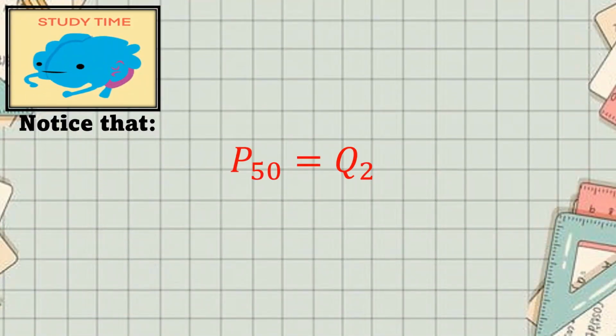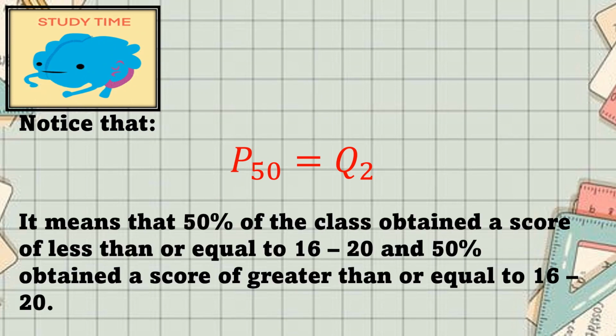Notice that the value of our 50th percentile is equal to the value of our second quartile. It means that 50% of the class obtain a score of less than or equal to 16 to 20, and 50% obtain a score of greater than or equal to 16 to 20.